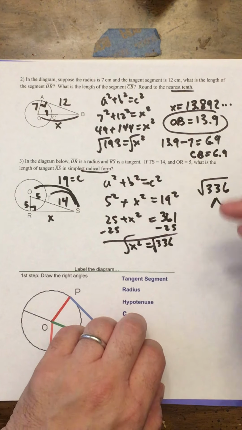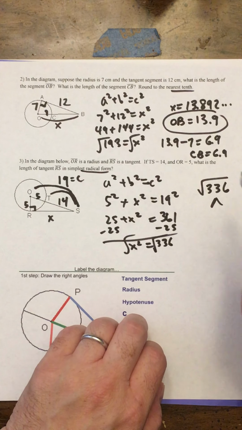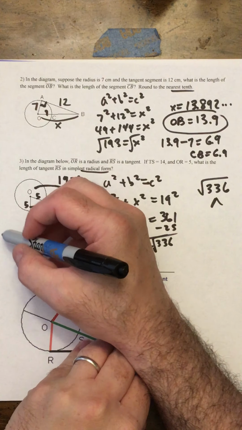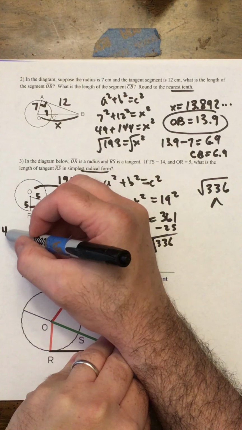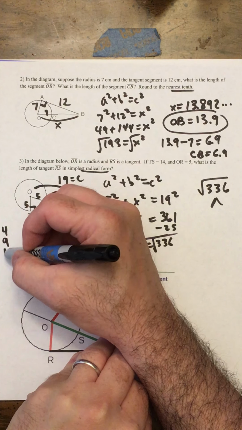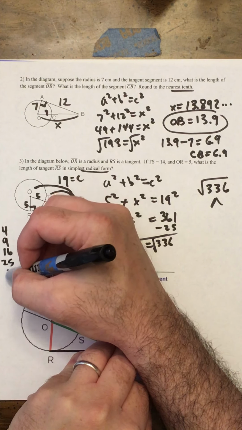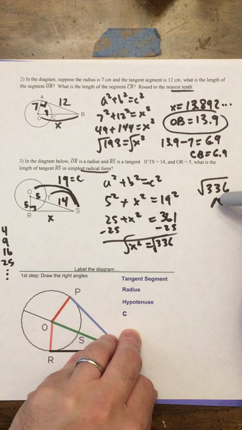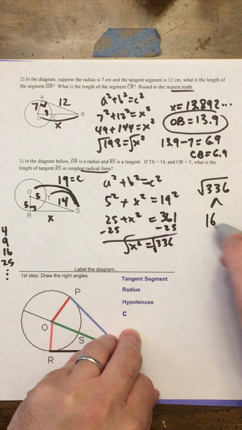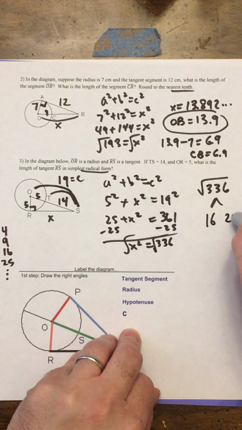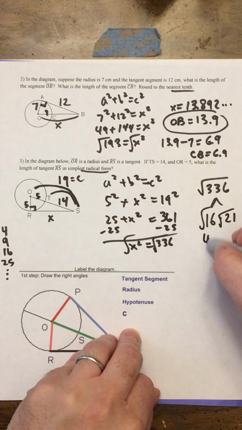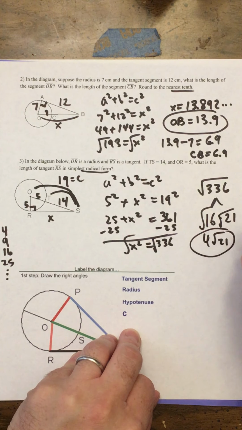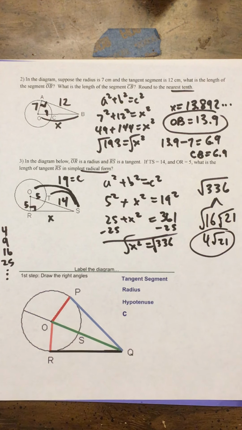The perfect squares are like 4, 9, 16. I'll put them over here. Remember, 2 squared is 4, 3 squared is 9, 4 squared is 16, 5 squared is 25, etc. What number goes evenly into 336 from this list? 16 is the largest such number. 16 times 21. Give them their own radicals, and you get 4 rad 21 is the length of RS in simplest radical form. Okay, so that's how you do those problems.